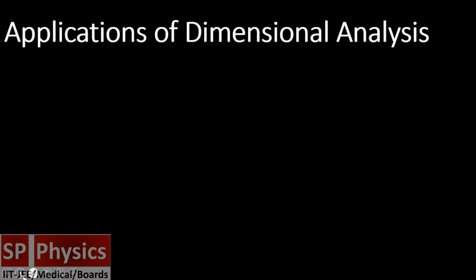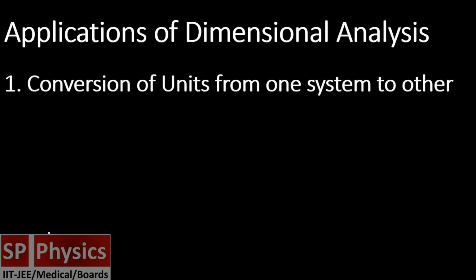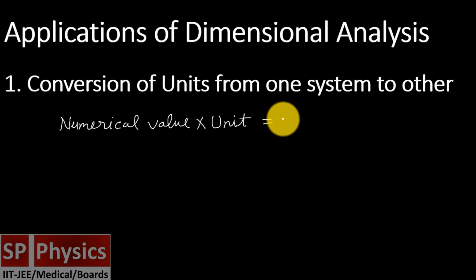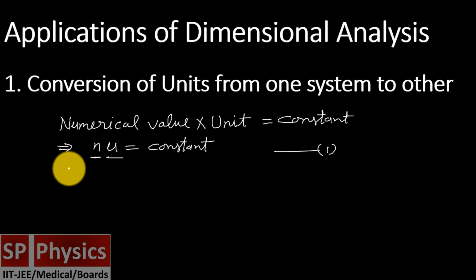Now, applications of dimensional analysis. The first application is conversion of units from one system to another. This is based on the fact that the product of the numerical value and its corresponding unit is constant. That is, numerical value into unit is equal to constant, or nu is equal to constant. Suppose it is your equation 1. So, when the unit changes, the numerical value will also change.